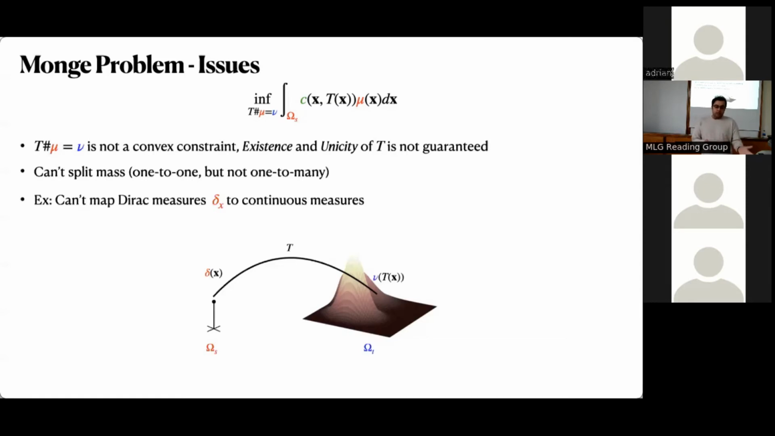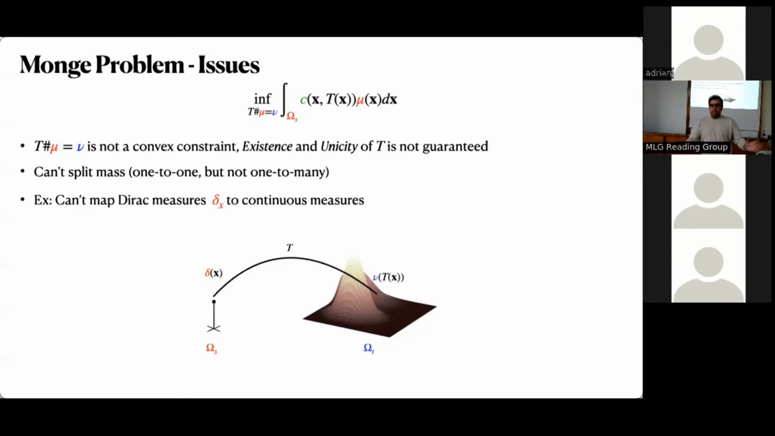And so you can't really map Dirac delta masses to continuous measures, because if you plug it into the integral, you can really only push forward a Dirac mass to another Dirac mass. Now, in practice and in machine learning, you really want to be able to compare empirical distributions with continuous distributions and vice versa. So this doesn't really work.